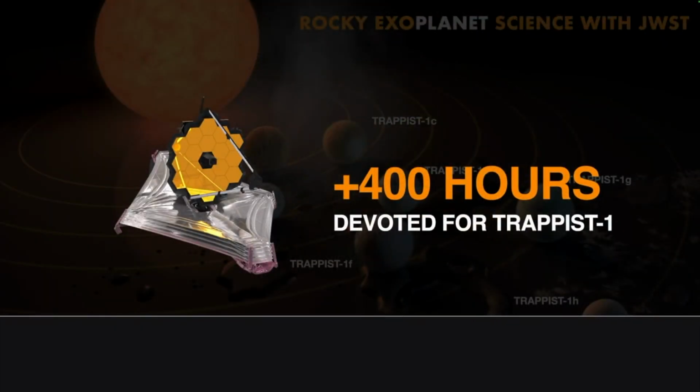This is a very important system, and it's very exciting because it showcases the possibilities of having or not having atmospheres in just one system. And this is not only an exciting system for the public, this is actually a very exciting system for the scientific community. So exciting that in total, the entire scientific community has devoted in the order of more than 400 hours of JWST time. That is a lot of JWST time to try to detect atmospheres on these planets.